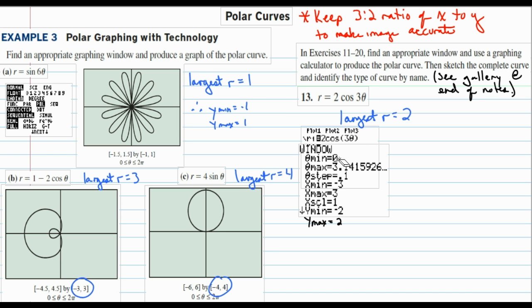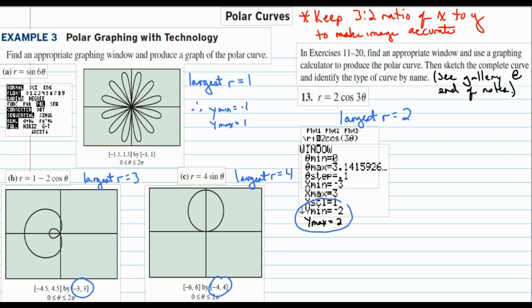I'm going to do a theta equals 0 to pi. Now, technically, the period of this cosine curve is going to be 2 pi over 3. So I could have set this to 2/3 pi for my theta max. I just didn't. Now, the largest R value is going to be 2. So that's my Y min and Y max, -2 and 2. And then to keep the 3:2 ratio, my X min and X max are -3 to 3.